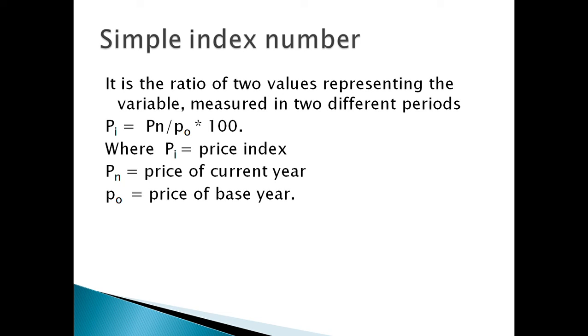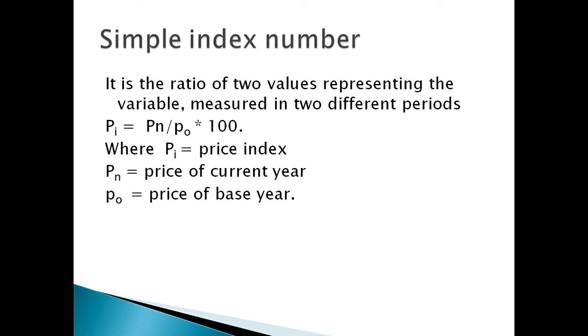Now, our formula to calculate this index number is Pn divided by P0 times 100. Pn, that's P subscript n, simply refers to the price of the current year. It can also be denoted as PC for easy understanding. Then divided by P0, that's P subscript 0, which is the price of the base year.